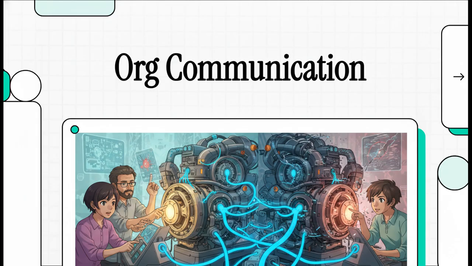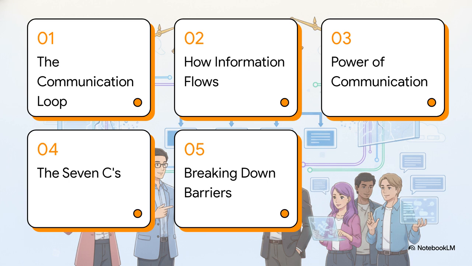Because as our source material points out, without this flow of information, it would be incredibly difficult for any organization to simply survive. So, here is our game plan for today. First, we'll dissect the communication loop. Next, we'll map how information flows, followed by the power of communication. Then, we'll establish the 7 C's, and finally, we'll look at breaking down barriers.